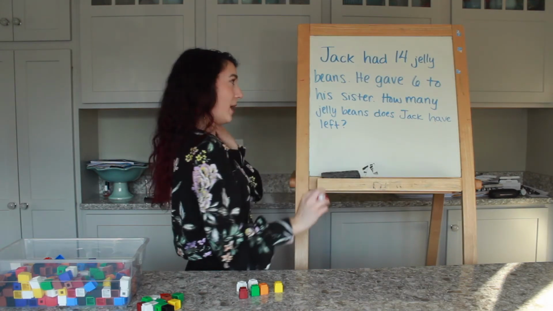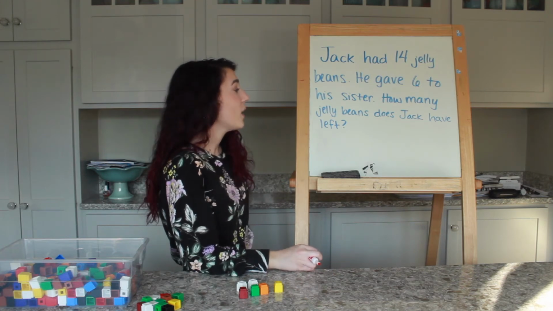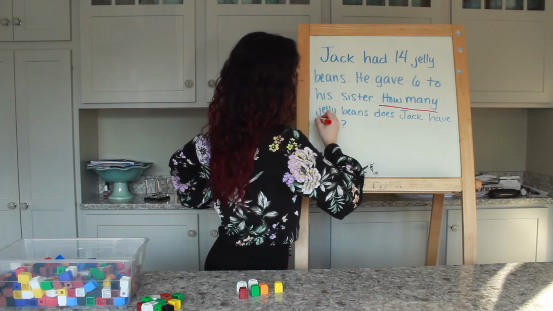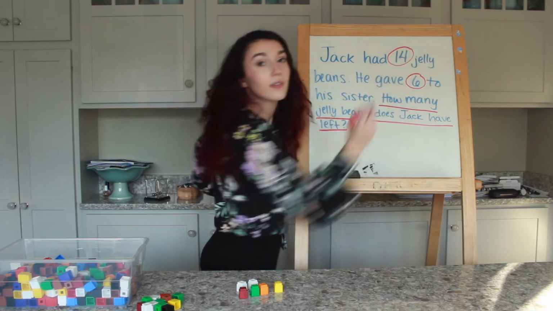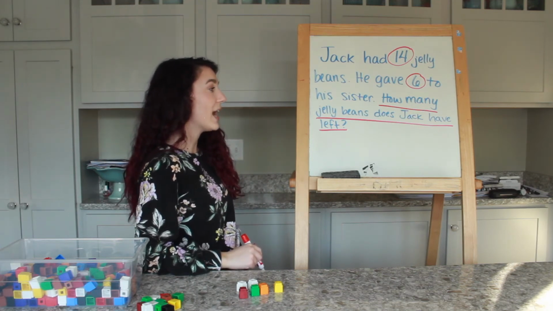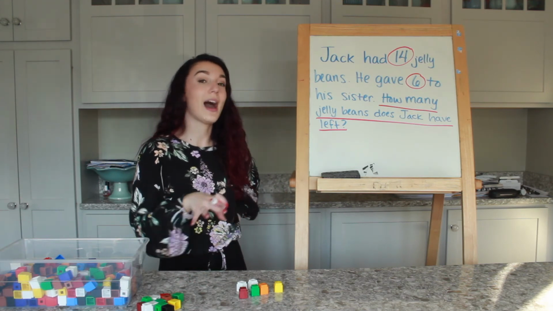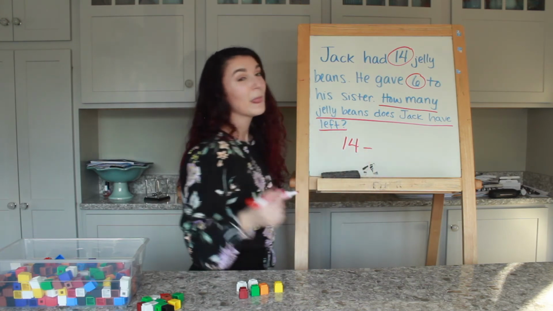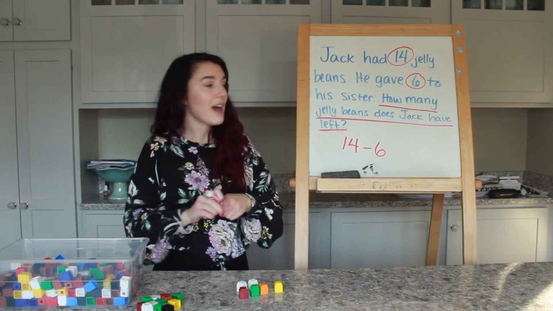Okay, so here is this word problem. Jack had 14 jelly beans. He gave 6 to his sister. How many jelly beans does Jack have left? Underline my question and circle my numbers. Okay, so now when I read the question, how many jelly beans does Jack have left? I'm seeing that word left again. Now I remember in the last problem, I used subtraction. So I know that Jack had 14 jelly beans, but then he gave 6 away. If he gives them away, it means he doesn't have them anymore.